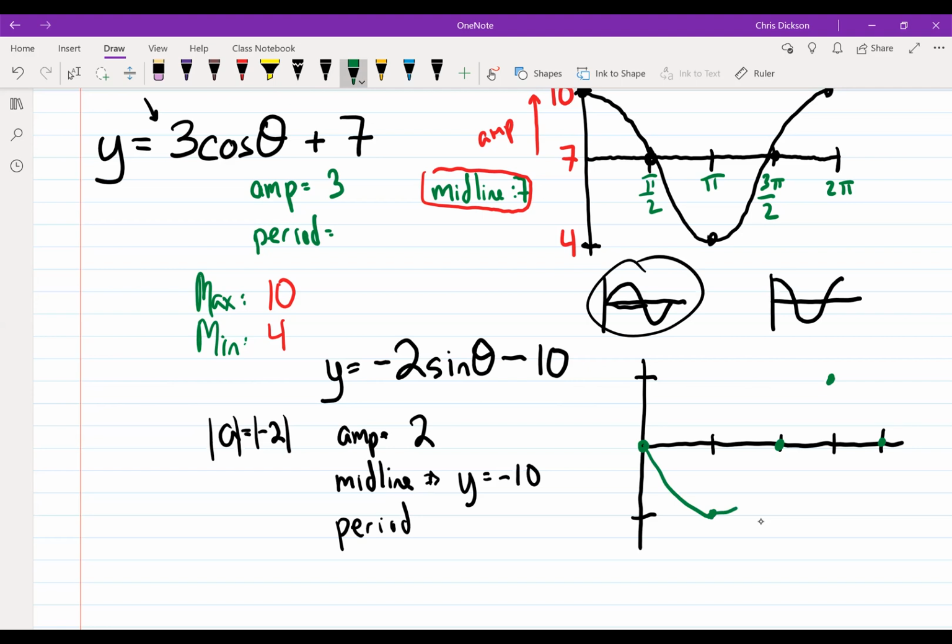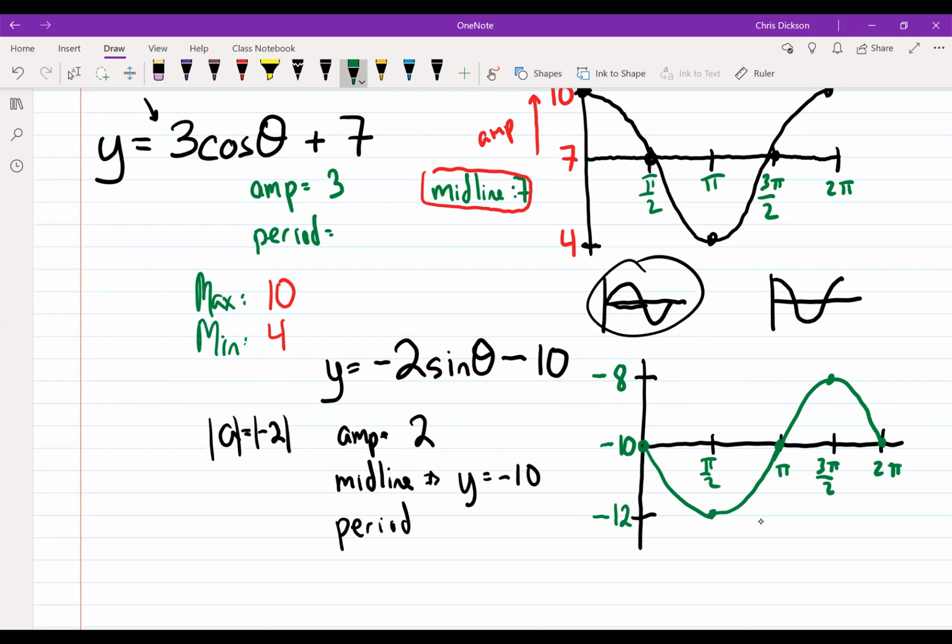And once again, I'm not putting any numbers on my graph right now. I'm just showing a flipped sine graph. And now you should find your midline, which would be -10. Let's move down 10. And your amplitude is 2. So if you go from -10 and you add 2, that would be -8. And if you subtract 2, you should be at -12. And then you have a period of 2 pi. So that's what you would get there for your picture.